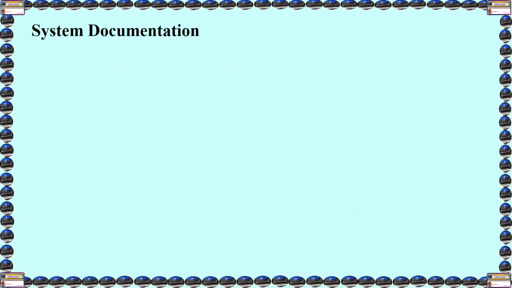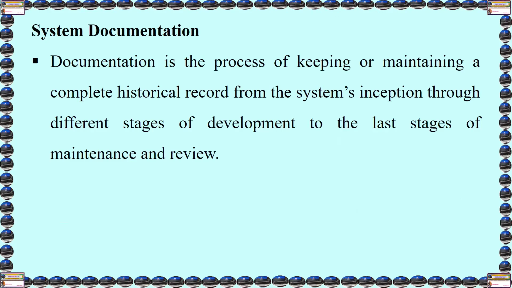Let's now look at system documentation. What is system documentation? Documentation is the process of keeping or maintaining a complete historical record from the system's inception through different stages of development to the last stages of maintenance and review. In other words, system documentation is not a one-day activity. It is supposed to be done continuously from the time when analysis takes place to the design, to the implementation, throughout all the stages. So the systems analyst does documentation continuously.